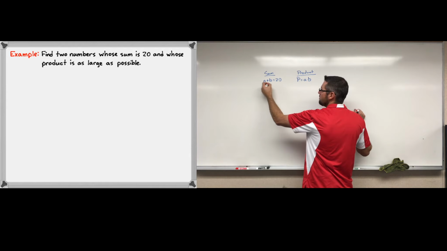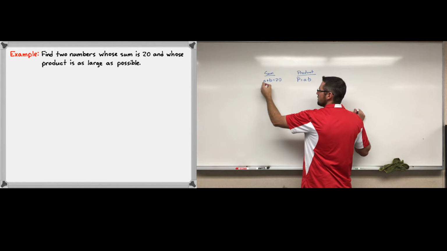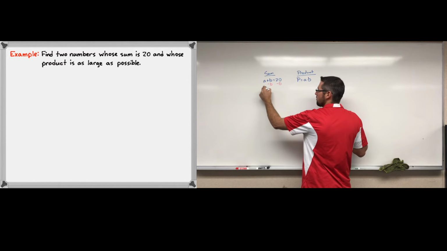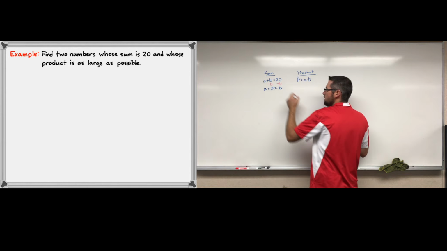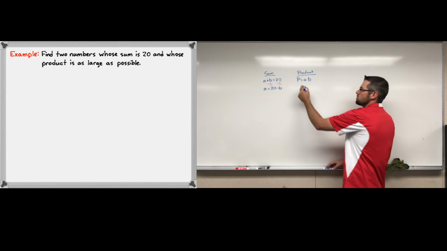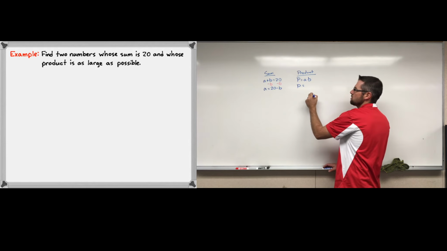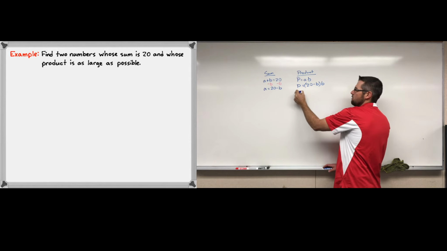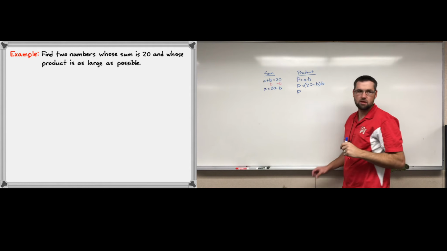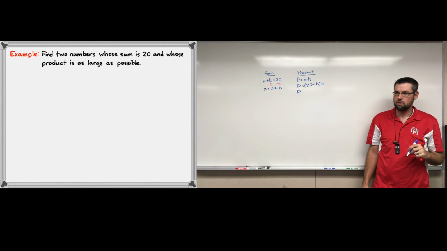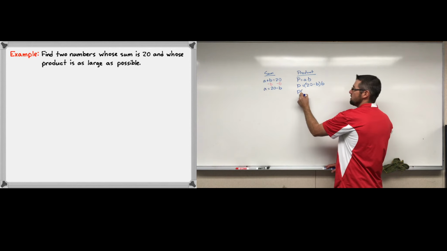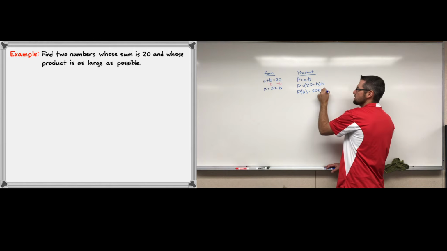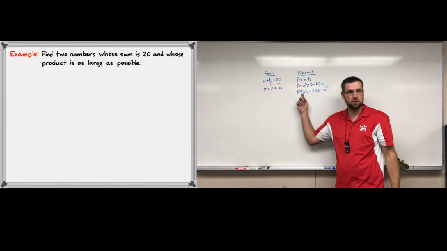Okay, whatever you want to do. I'll subtract B. What do I get? 20 minus B. Okay, and then we'll take that and plug it in here. So we end up with P equals 20 minus B times B, and then we can simplify that. Now P, the product, is in terms of what? B. So now we have a function. We could say P of B equals 20B minus B squared. So that's our function that we're dealing with now.